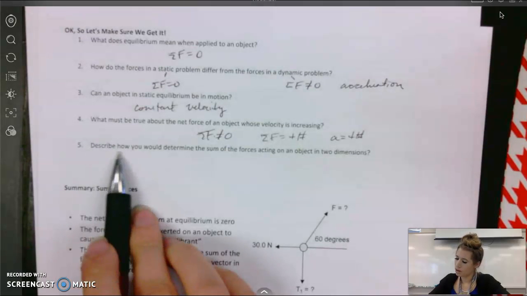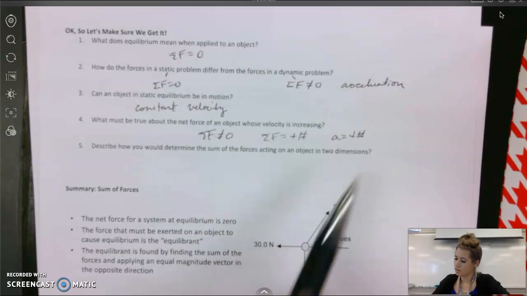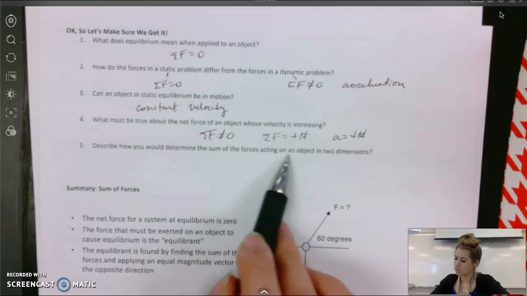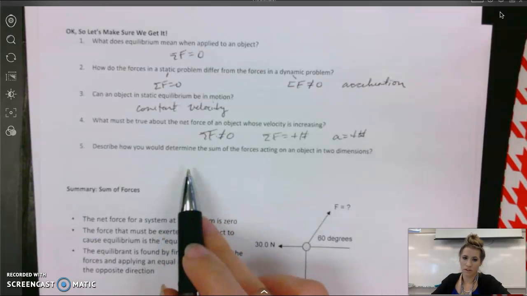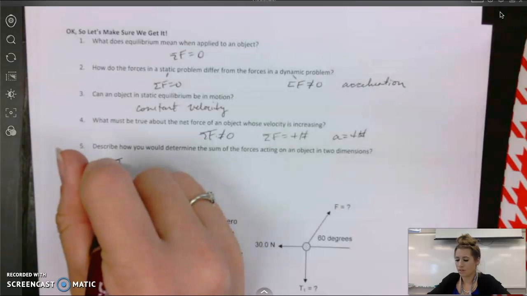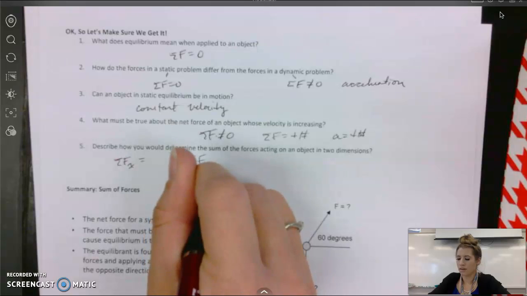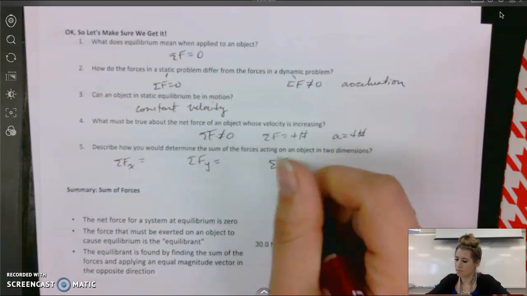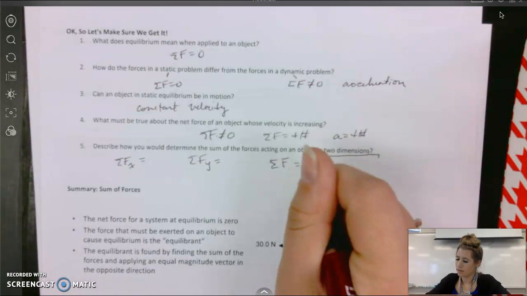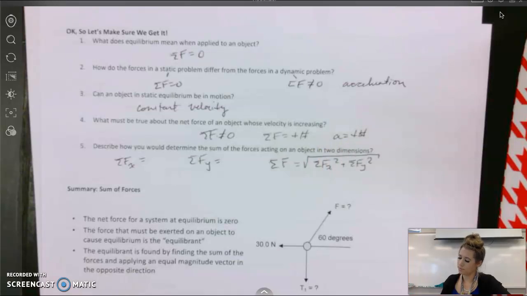Okay. Describe how you would determine the sum of the forces acting on an object in 2 dimensions. Okay, 2 dimensions. So we're talking about our x component and our y component. So the way that I would determine the sum of the forces, well, I would do the sum of the forces in the x direction and then the sum of the forces in the y direction. And then I'd use Pythagorean theorem to say the overall sum of the force will be the square root of the sum of the forces in the x squared plus the sum of the forces in the y squared.